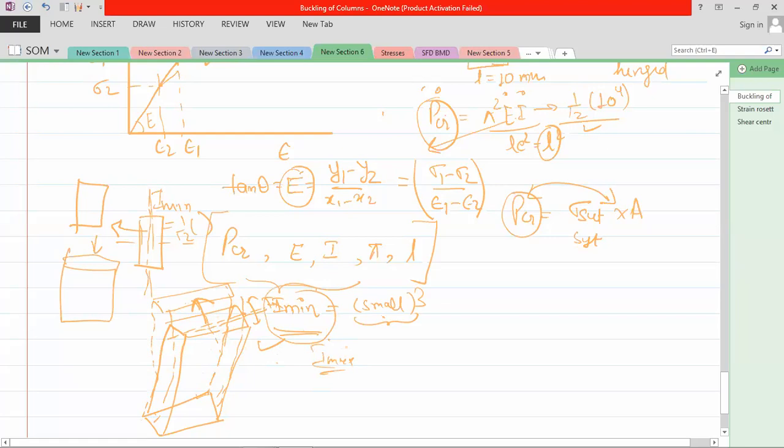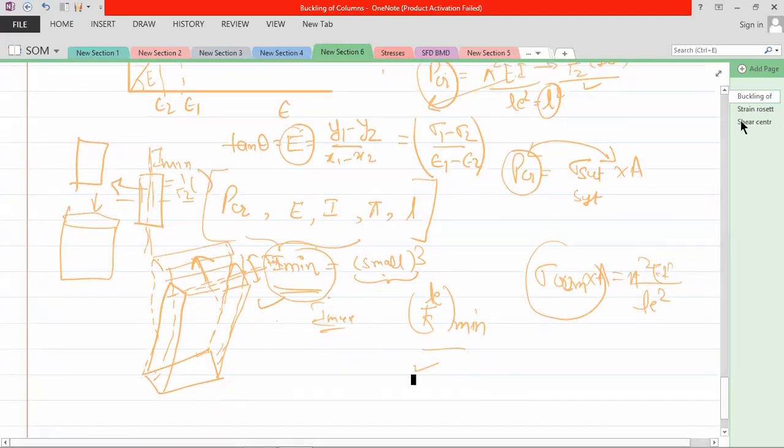So you need to find I minimum, and they can even ask what is the minimum slenderness ratio. So you need to equate the sigma critical, sigma compressive into area, is equal to pi square EI upon LE square. So for that, you can get your slenderness ratio, you can get the length. So these are the only questions that are going to be asked in Euler buckling. So I hope Euler buckling is clear.